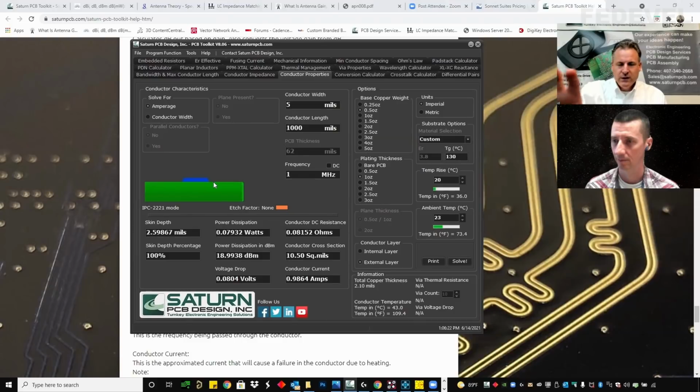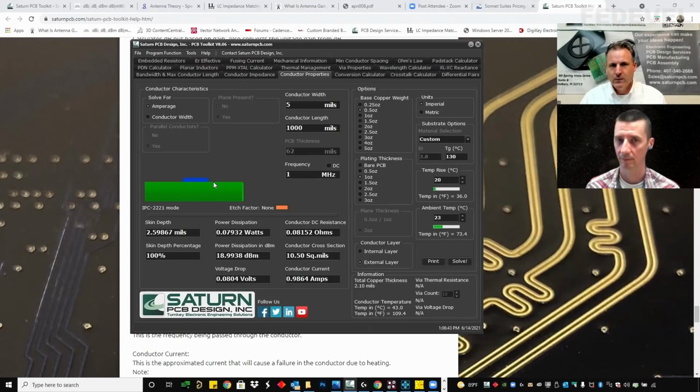none of the multipliers are valid for that. And back in the 1940s, when they created the formula, I think it was the 40s, it was a long time, 40s or 50s, it was assumed that an internal trace couldn't handle as much current as an external trace.